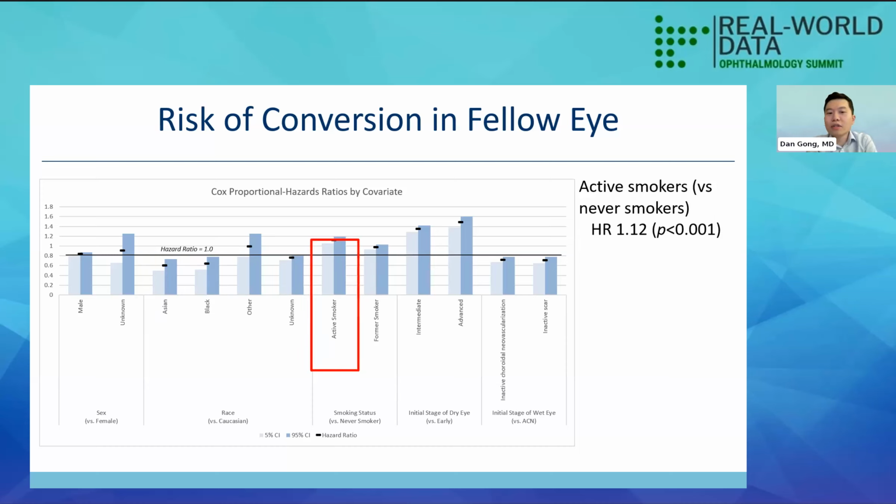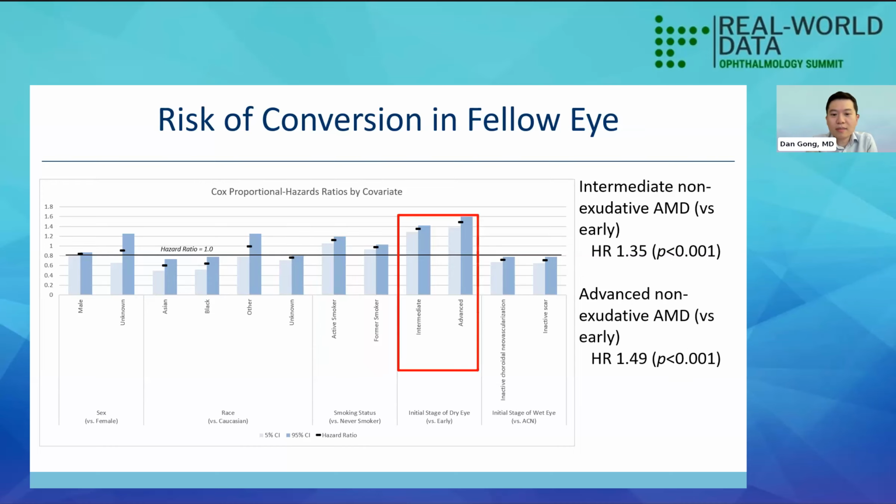When compared with never smokers, active smokers had a higher rate of conversion with a hazard ratio of 1.12. Of note, the former smoker group had a hazard ratio of 1.06, although that was not statistically significant. And then probably not surprisingly, the more advanced stage the dry or non-exudative AMD eye was, the higher the rates of conversion. Compared to patients who had early non-exudative AMD in the fellow eye, those with intermediate stages had a higher hazard ratio of 1.35, and with advanced, a hazard ratio of 1.49.